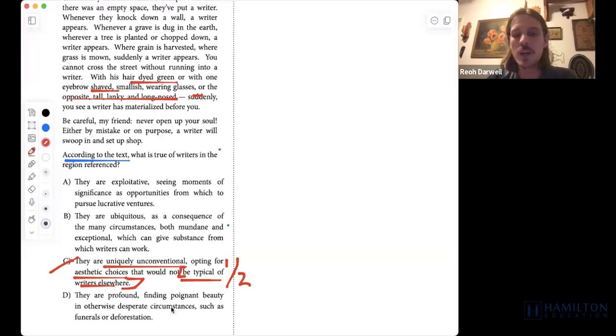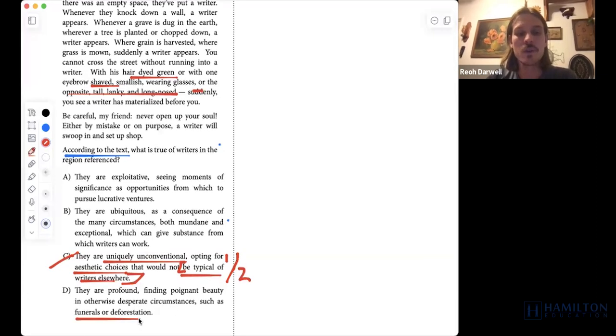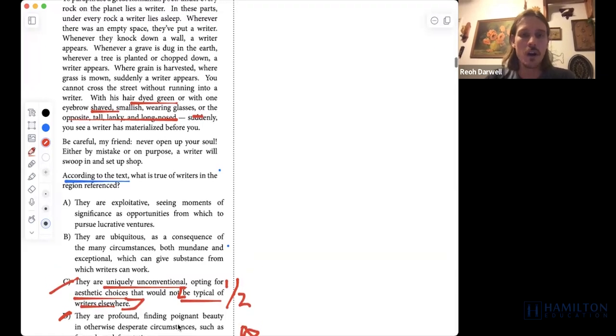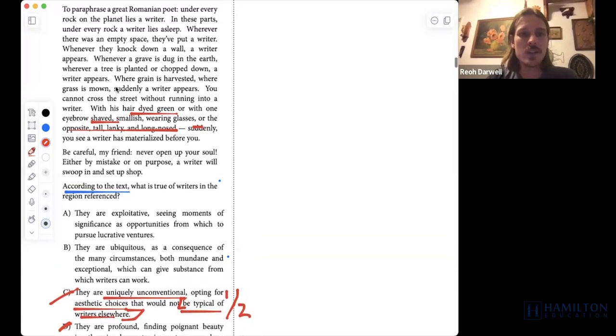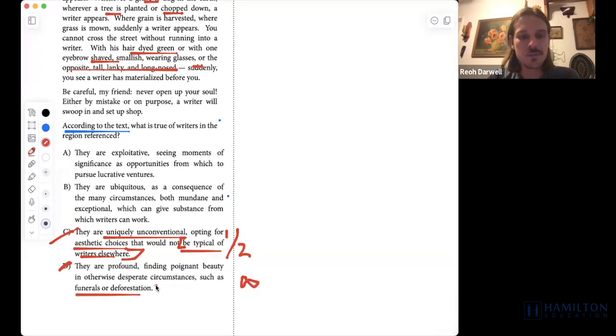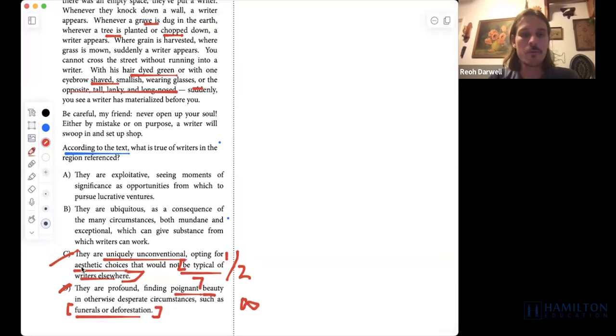D, they are profound, finding poignant beauty in otherwise desperate circumstances, such as funerals or deforestation. Okay, that's a little bit of a sophisticated distractor. We sometimes call that finding Nemo, meaning you're going too far, right? It says that writers appear when a tree is planted or chopped down, right? They say that writers appear in all situations, right? When a grave is dug. Okay. However, are we talking about how they find a poignant beauty in here? No, it just says that they show up, right? So that is going too far.